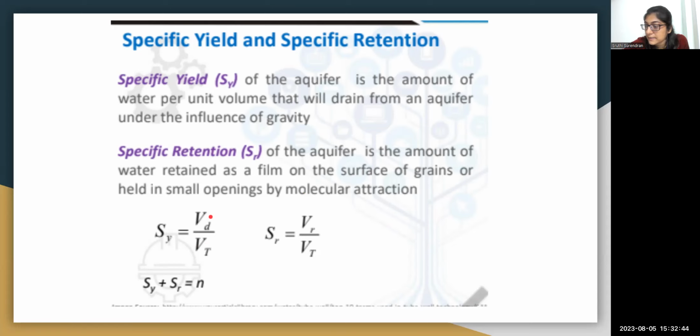So you can see the formula over here. Vd by Vt, where Vt is the total volume and Vd is the volume of the water that is draining out, plus the volume of the water that is retained, divided by the total volume. The volume of the water draining out plus the volume of the water retained gives you the total volume of water held in the soil. That divided by the total volume is what gives us the value of the porosity.